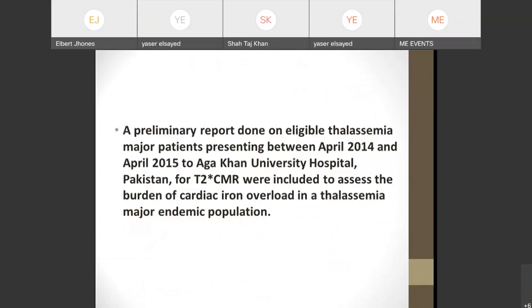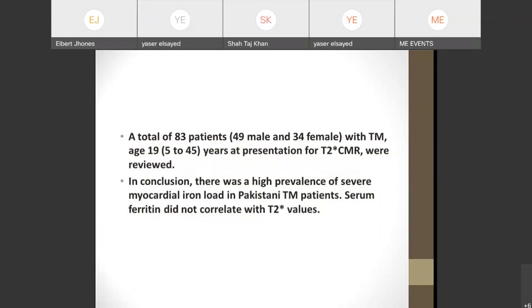So a preliminary report done on eligible thalassemia major patients presenting with these problems between April 2014 and April 2015 showed that most of the patients had cardiac overload. A total of 83 patients with thalassemia major, age 5 to 45 at presentation, had T2 star reviewed.